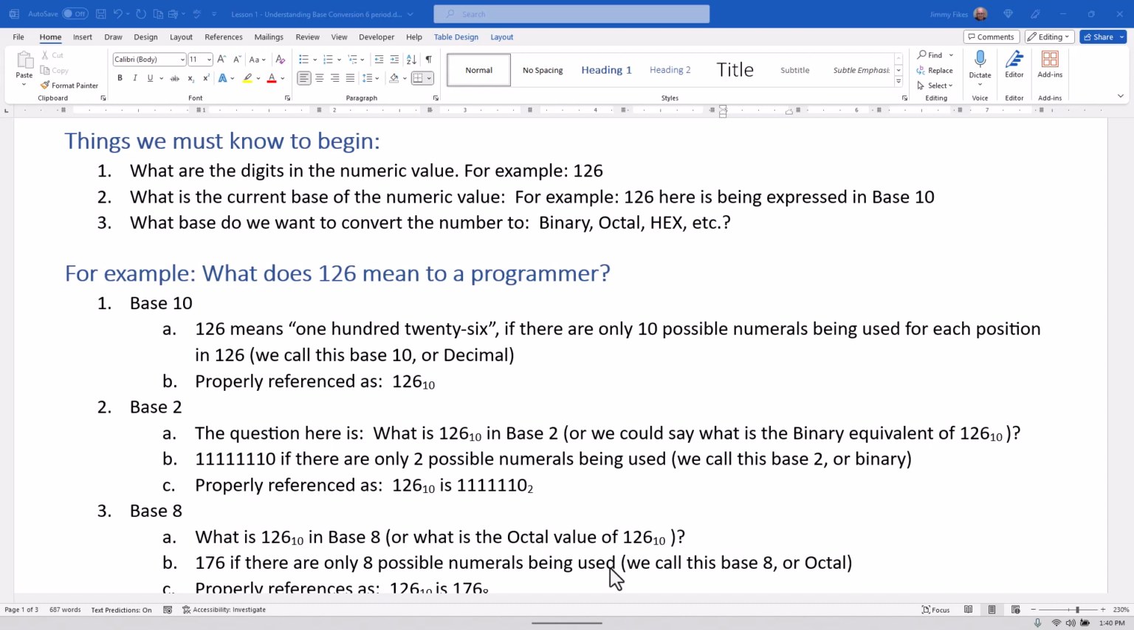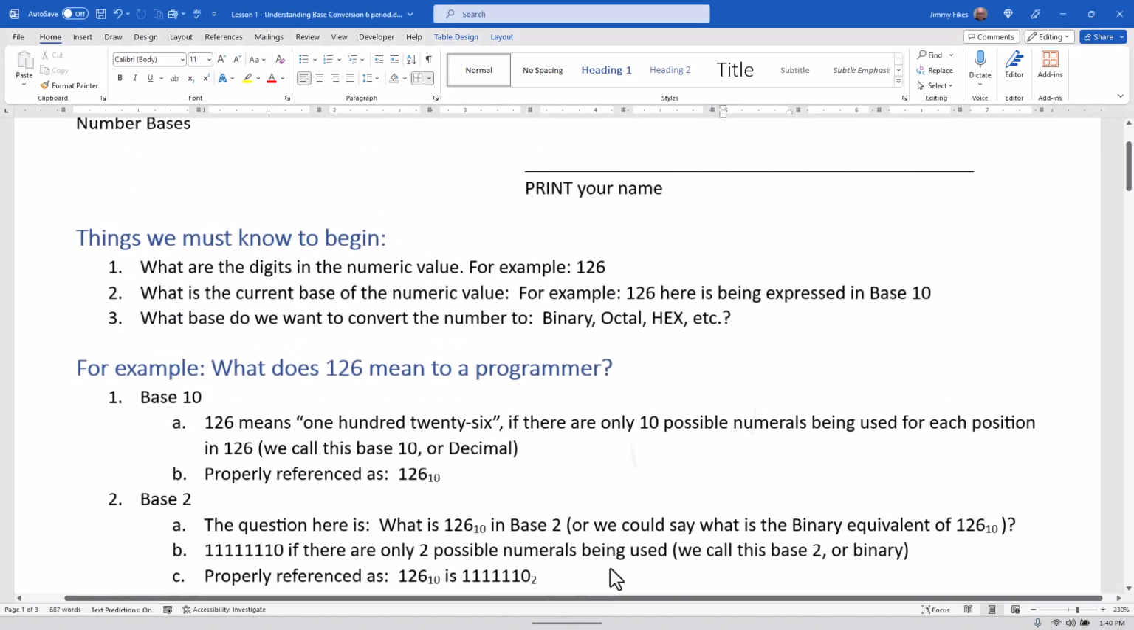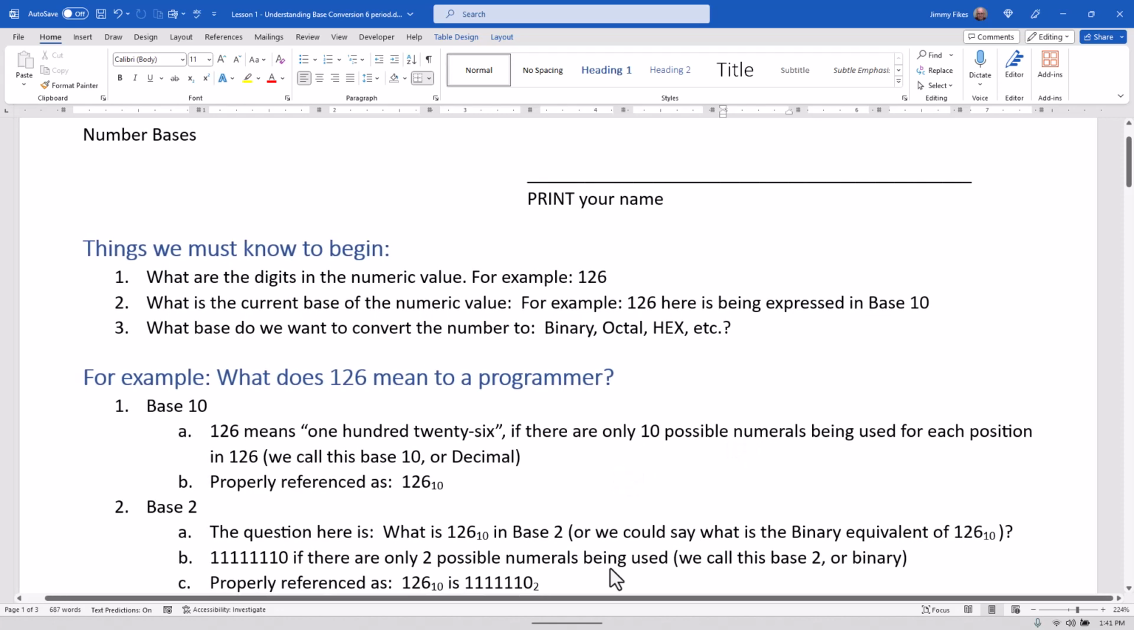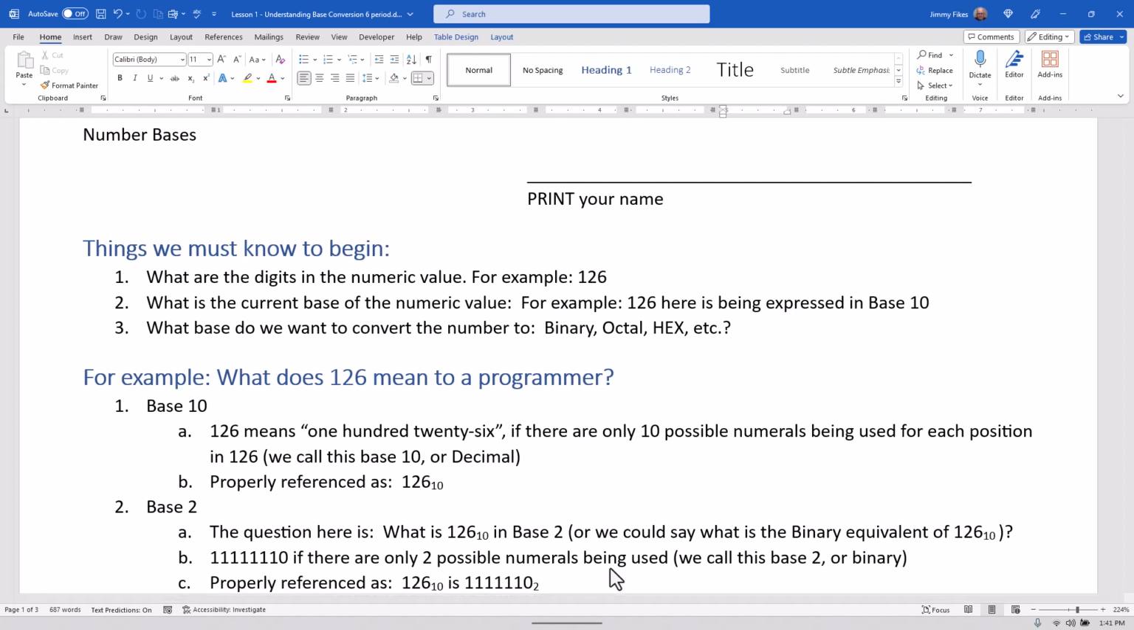All right, so here we go. So this is looking at our page in Google Classroom on number bases. Some people call these number systems, but for a computer programmer, it's easiest just to think of what base the number is in.